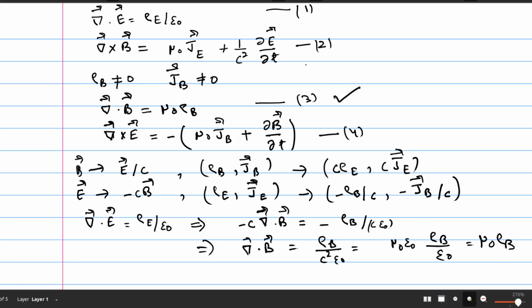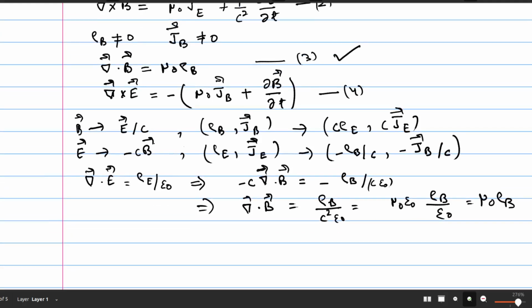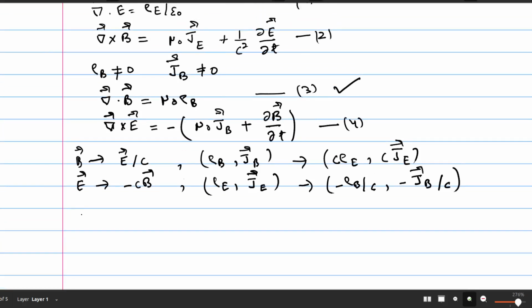and if we take the second equation, for example, the second equation is curl of B equals mu naught JE plus 1 by C square del E over del T.